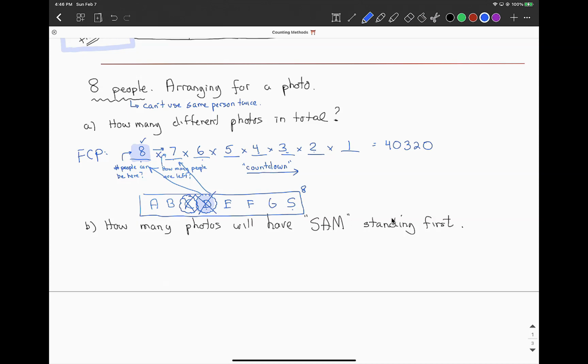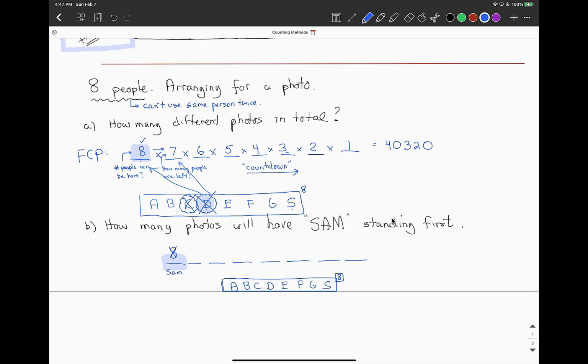And we can make very, very specific requests at this point. How many of those photos have Sam standing first? We start introducing a little bit of these very specific requests. We call them restrictions. And it immediately means that we don't have 8 people who are allowed to be there. This is Sam's spot. Let me even write out what we would call our sample space. It's very, very handy to keep track of people, to keep track of your choices, to make a little set and use it so that you don't ever lose track of things.